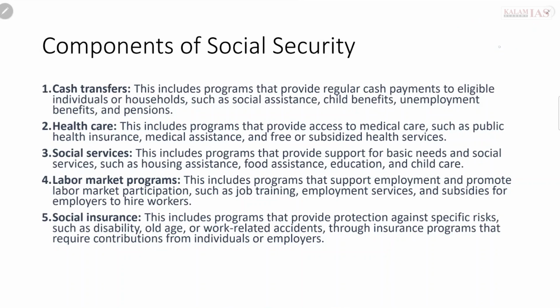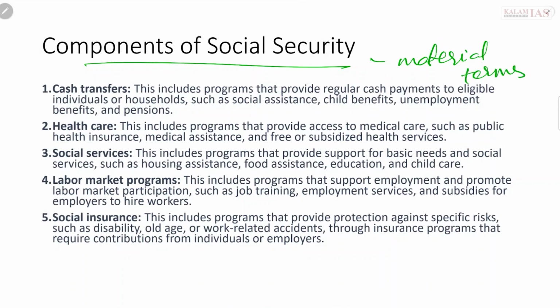Now we come to the components of social security. Okay. What does social security consist of in material terms? Basically, what should the government actually give to the people for it to be counted as a social security measure? So, there are five components of social security.